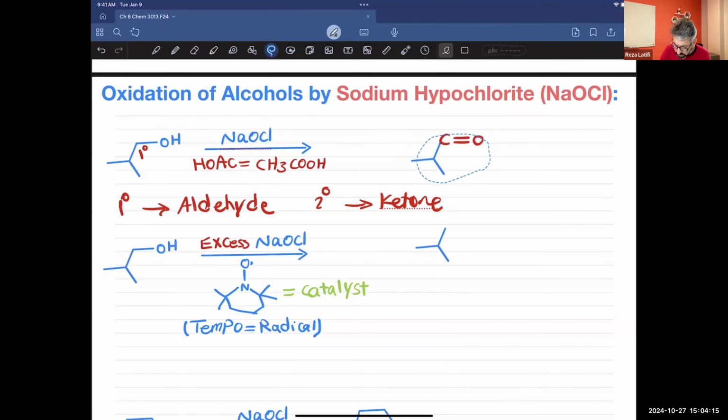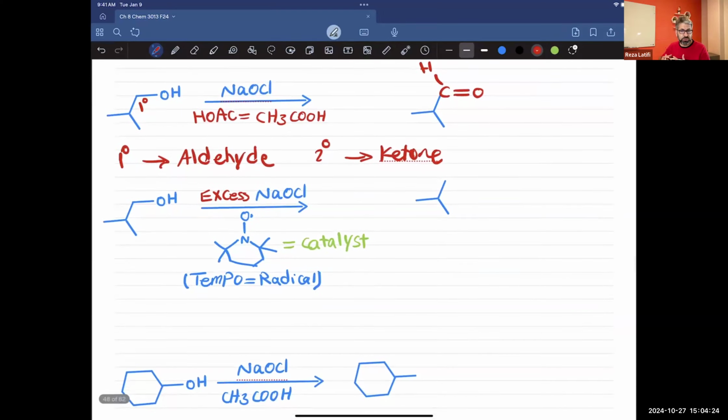Going to put this one here, and we will have hydrogen there. And this is going to be our final product. Now, what will happen if we push the reaction? How? By using a catalyst like TEMPO. TEMPO is a radical. It's going to speed the reaction, and the reaction will go further, okay?